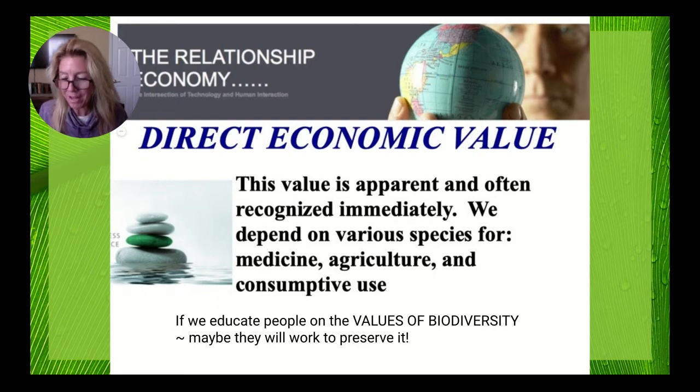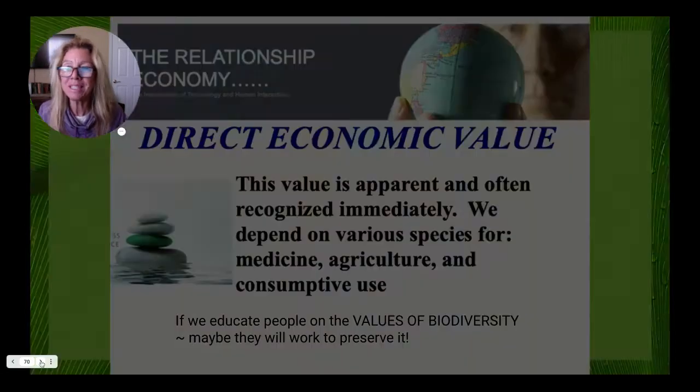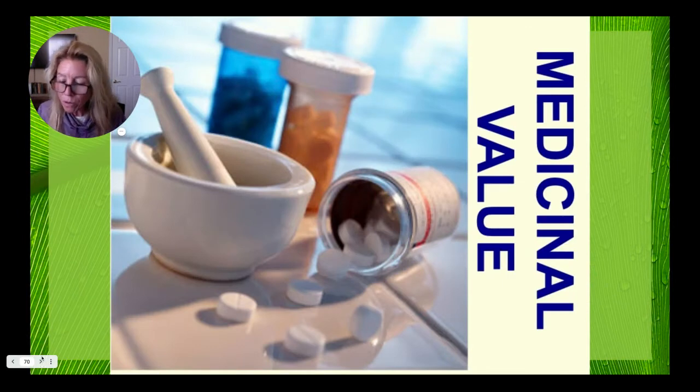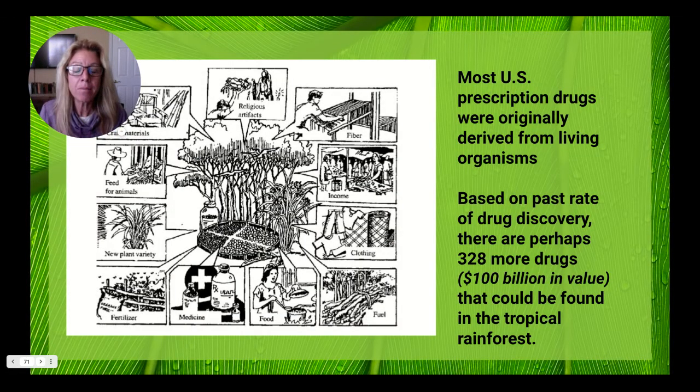So we need variety. So the first direct value is medicinal value. So most of the US prescription drugs were originally derived, so that's what you need in the notes, most, from living organisms. And based on just the past rate of discovery, there are maybe 328 more drugs out there. That's an estimation, obviously. Money-wise, that's worth about $100 billion in value that could be found in the tropical rainforest. And the concern would be, don't keep cutting it down and eliminating that opportunity that there might be something within that is endemic to that area that we just haven't discovered yet.